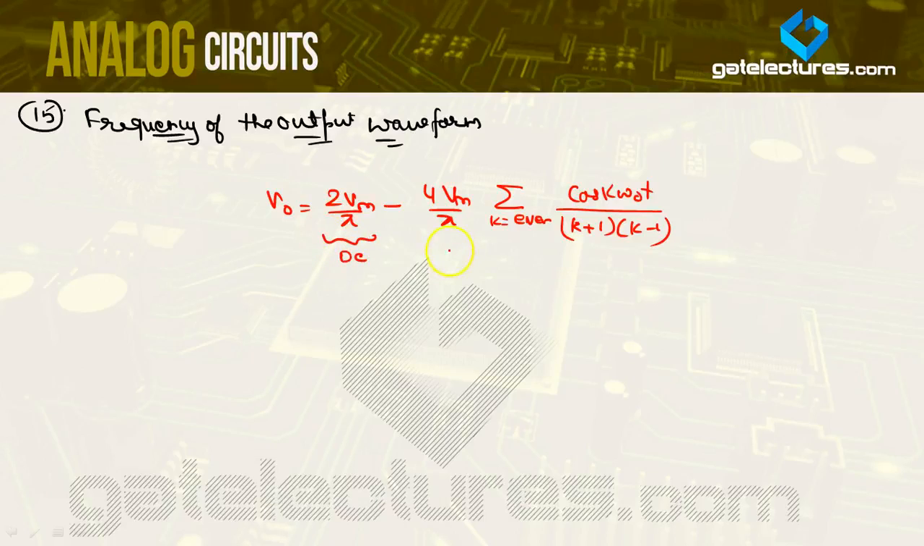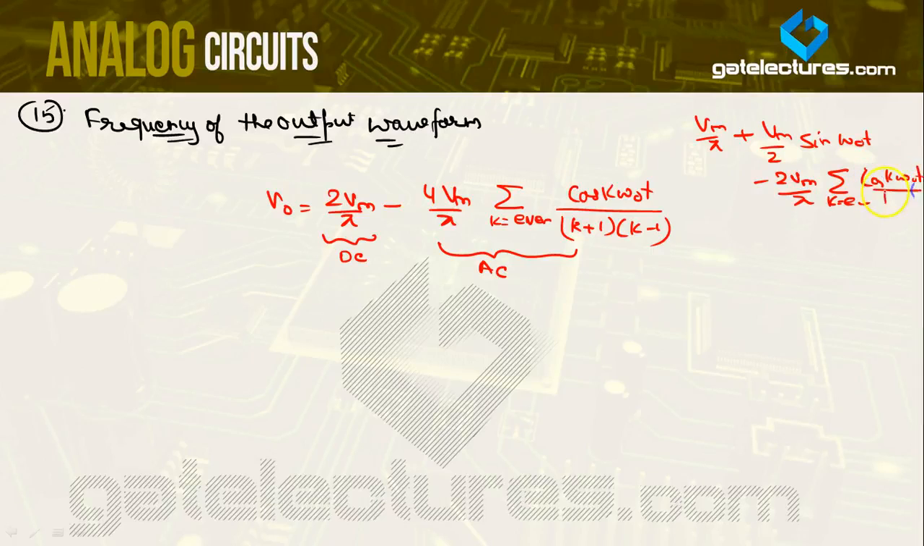This is your DC, and this is your AC, while that was equal to Vm by pi plus Vm by 2 sine omega naught t minus 2 Vm by pi, summation k being even, cos k omega naught t upon (k plus 1) into (k minus 1), in the case of the half wave rectifier. And this is 2 Vm by pi minus 4 Vm by pi cos k omega naught t. So the minimum frequency present in the expression is basically 2. If k is even, we cannot place 0 in this case, because cos 0 is already 1 and that is already our DC value.